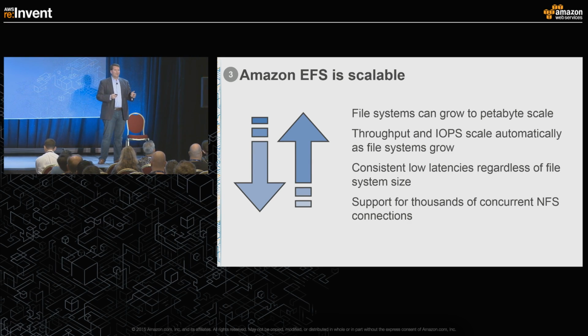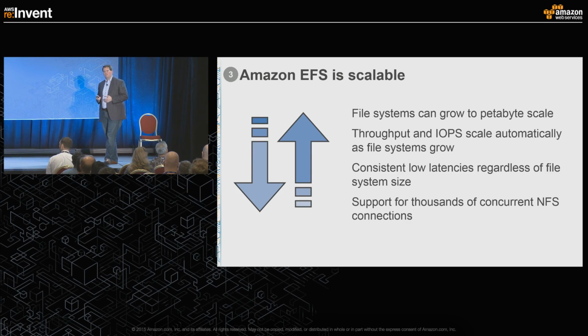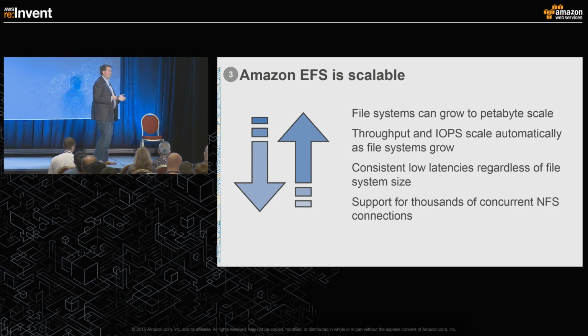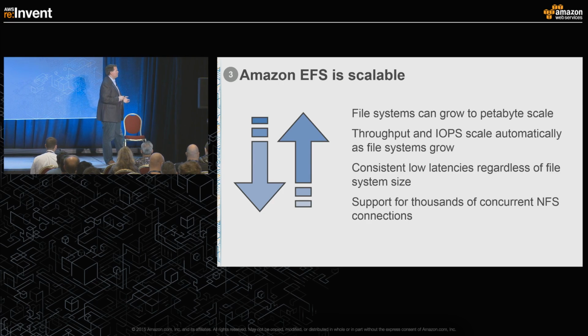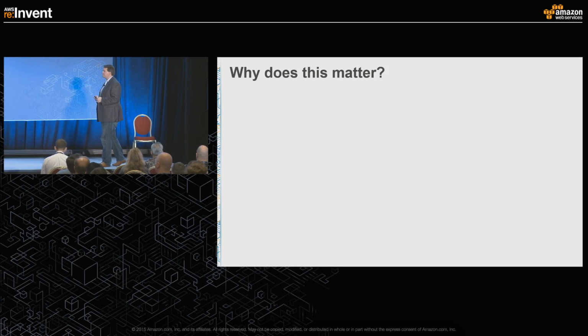EFS is designed to deliver a consistent, low-latency experience regardless of the number of clients that are interacting with the file system. If you've run file systems in contemporary data centers today, you know that as the number of connections scale, often performance declines. With EFS, the design intent is to deliver a very consistent performance experience regardless of the number of connections, and it's designed to scale to thousands of those.